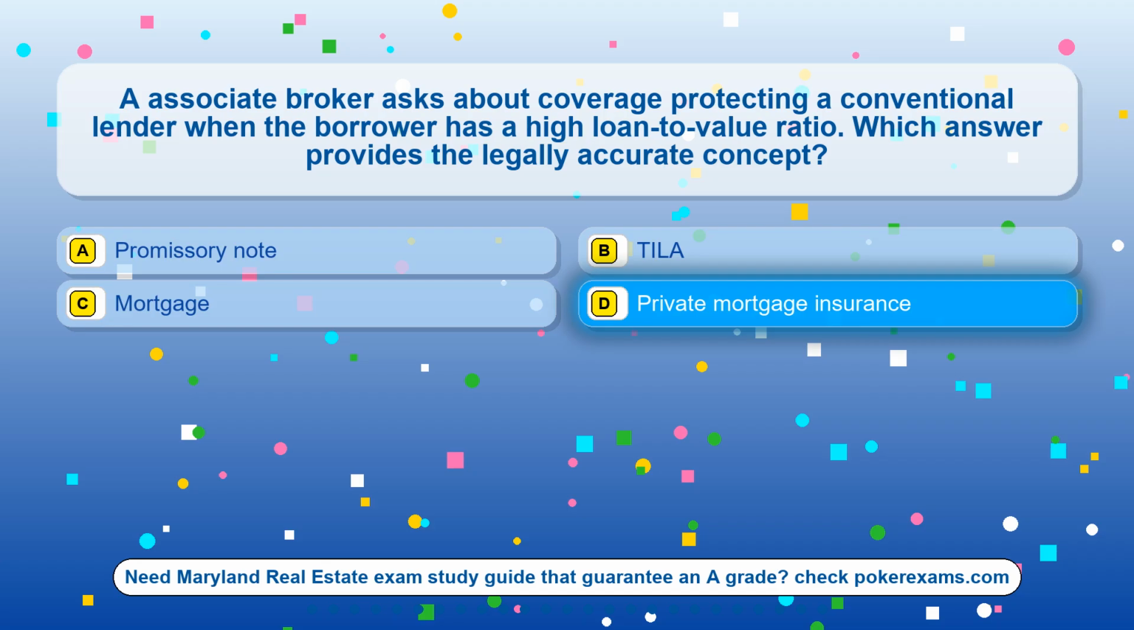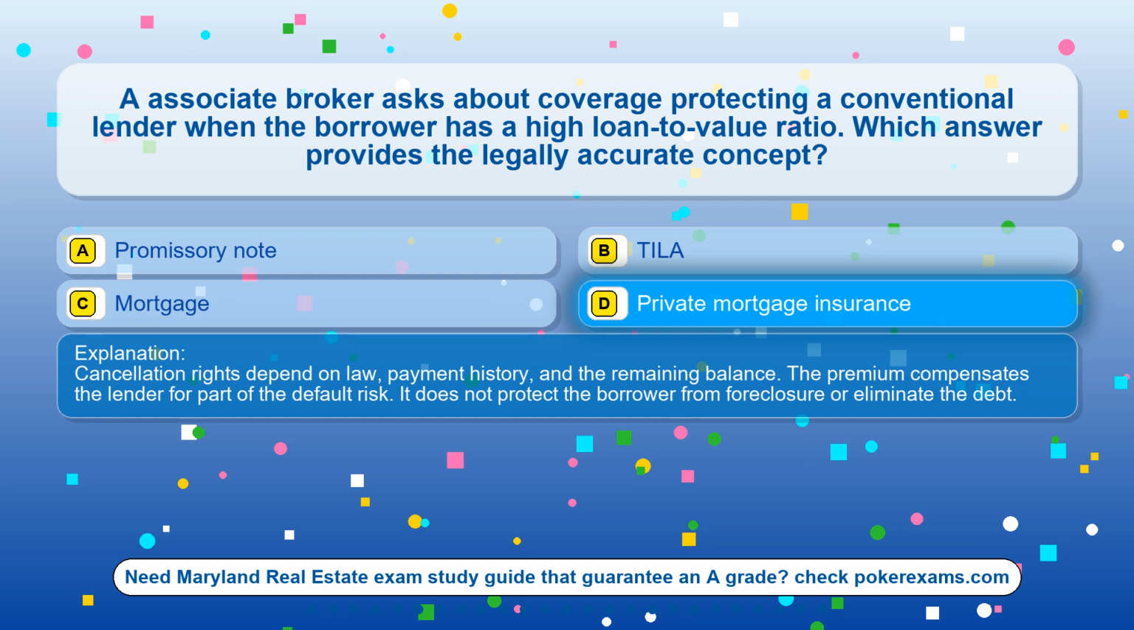The correct answer is option D, private mortgage insurance. Cancellation rights depend on law, payment history, and the remaining balance. The premium compensates the lender for part of the default risk. It does not protect the borrower from foreclosure or eliminate the debt.